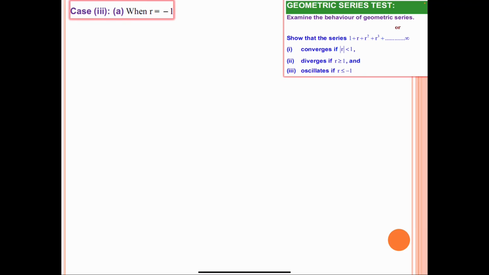What happened? When r is equal to minus 1, then what is Sn? Sn is 1 minus 1 plus 1 minus 1 plus 1 minus 1 and so on up to nth term. Obviously when n is even, sum is 0, and when n is odd, sum is 1. So Sn is equal to 0 as well as 1. Clear? Sn is 0 if n is even and 1 when n is odd.